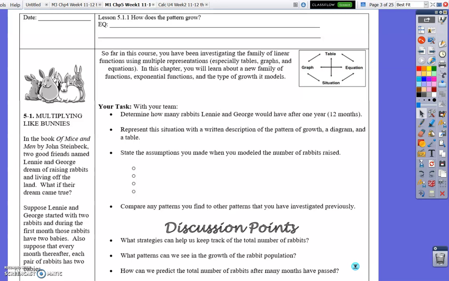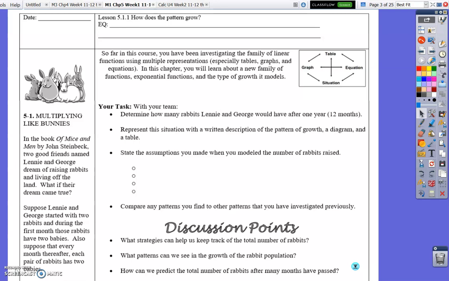So, Question 5.1 says, Multiplying Like Bunnies is the title. In the book Of Mice and Men by John Steinbeck, 2 good friends named Lenny and George dream of raising rabbits and living off their land. What if their dream came true? Suppose Lenny and George start with 2 rabbits, and during the first month those rabbits have 2 babies. Also suppose that every month thereafter each pair of rabbits has 2 babies.